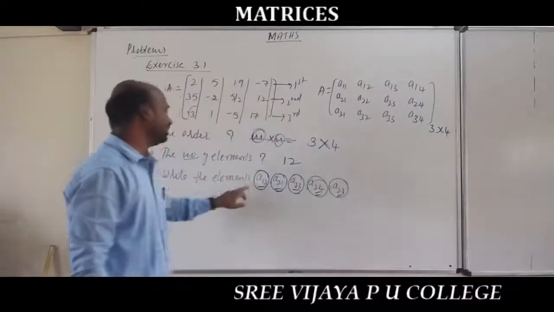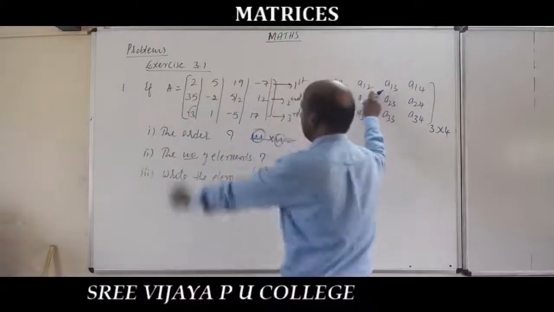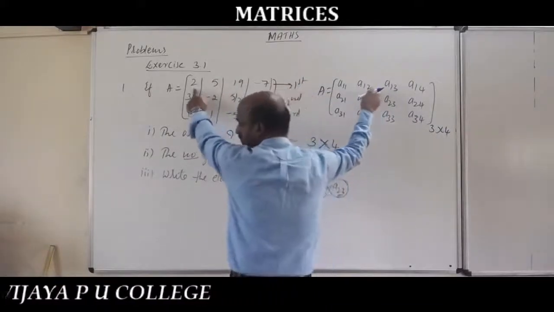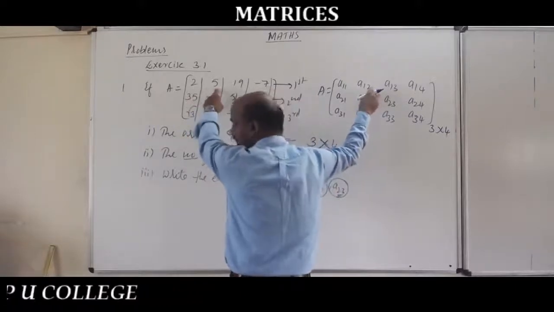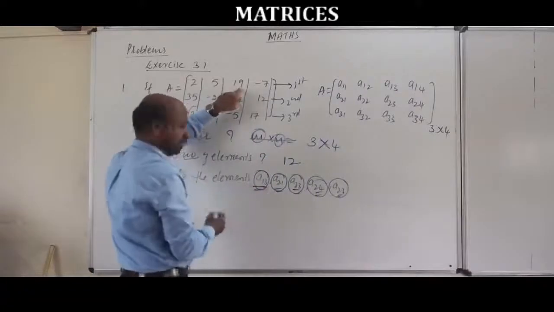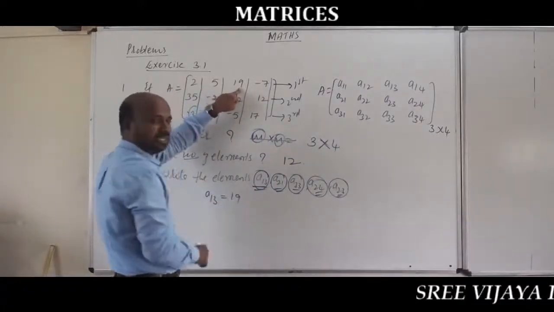So write the element A13. A13 means first row, third element. So the first row, third element is 19. First row, first element, first row, second element, first row, third element. So A13, first row third element, is 19.